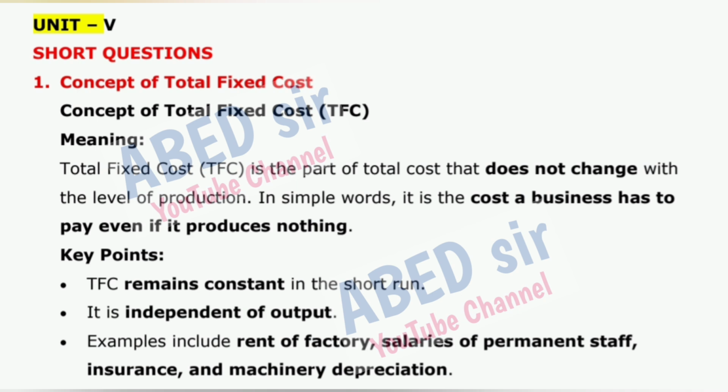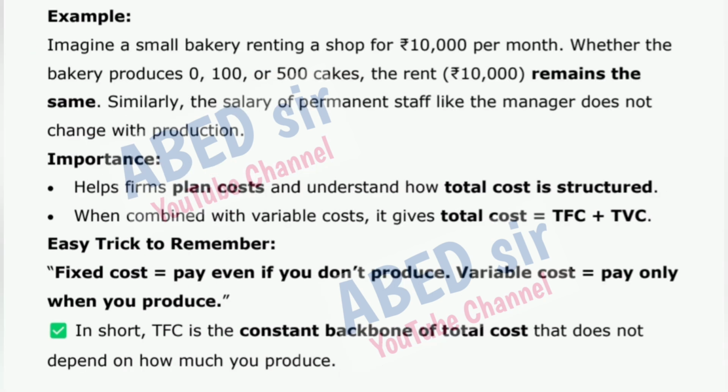Key points. TFC remains constant in the short run. It is independent of output. Examples include rent of factory, salaries of permanent staff, insurance, and machinery depreciation. Example: imagine a small bakery renting a shop for 10,000 rupees per month. Whether the bakery produces 0, 100, or 500 cakes, the rent, 10,000 rupees, remains the same. Similarly, the salary of permanent staff like the manager does not change with production.